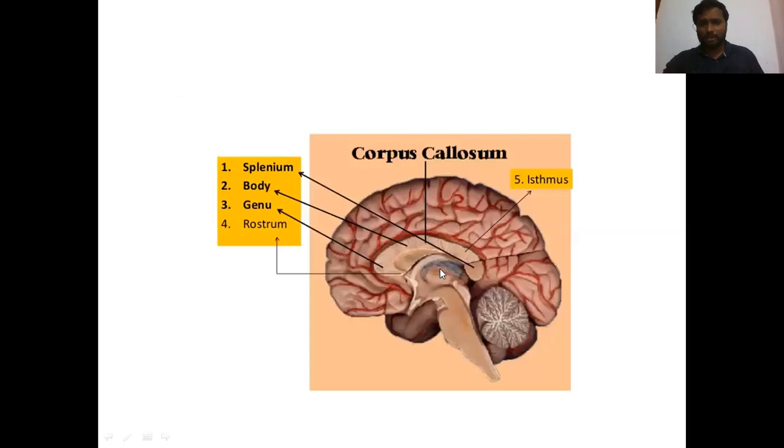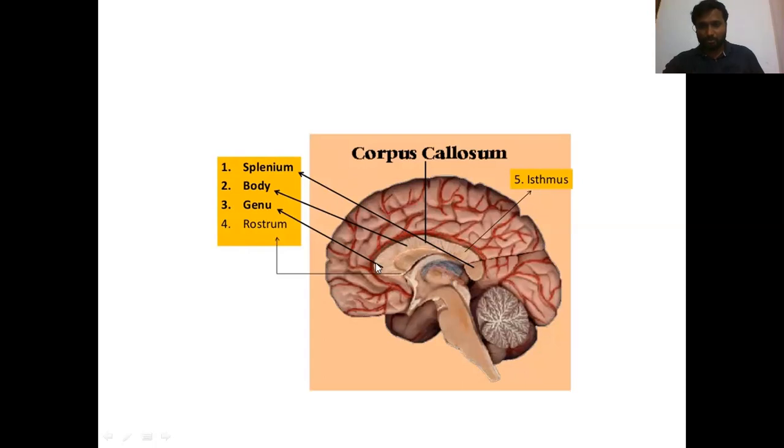What is meant by anterior thalamic radiation? Here in this image, this is the thalamus. From this thalamus to this frontal lobe, anterior thalamic radiation. From the thalamus to the parietal lobe, superior thalamic radiation. And from the thalamus to the posterior lobe, posterior thalamic radiation. So those fibers arising from the thalamus and extending into the cortex are known as thalamic radiations.